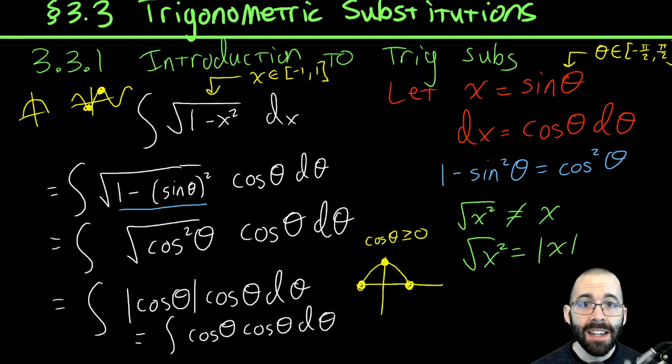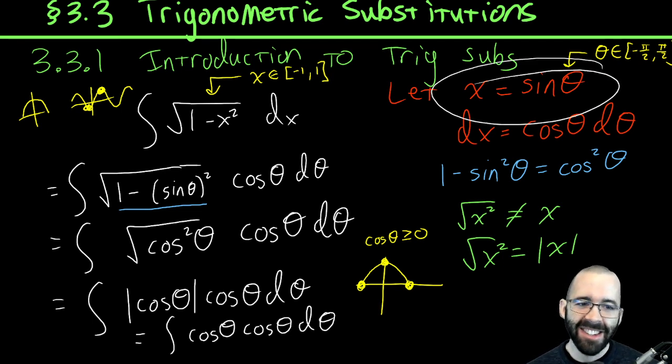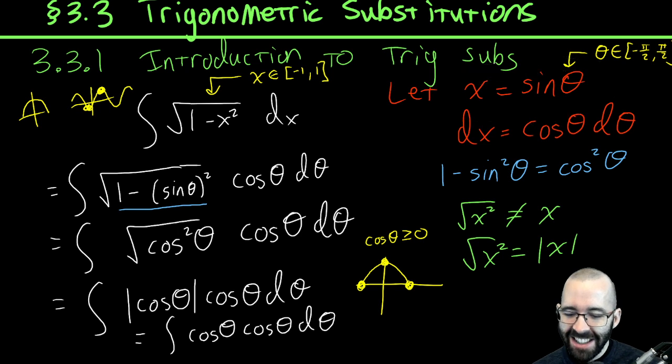But you need to know that it's there, and you need to know that it's going away and why it's going away. Because for sine substitutions, this will always be the case. For some stuff in this section, we'll cross that bridge when we come to it.